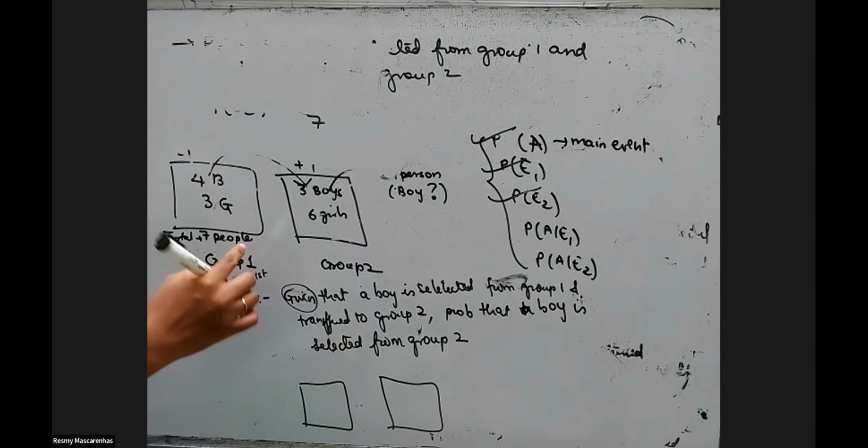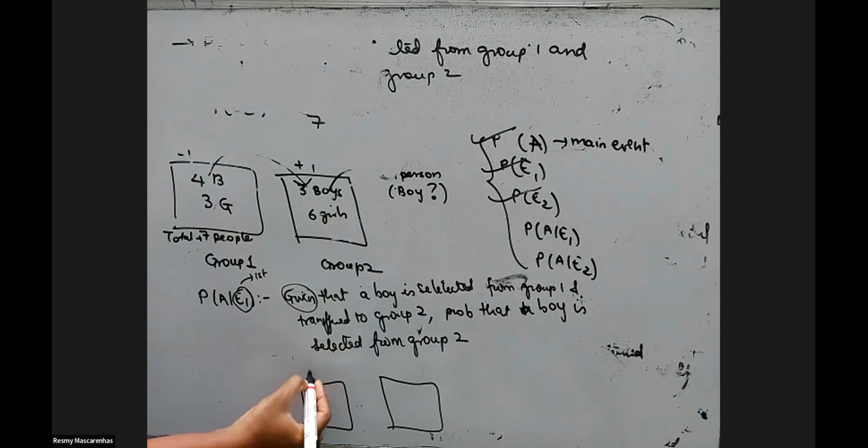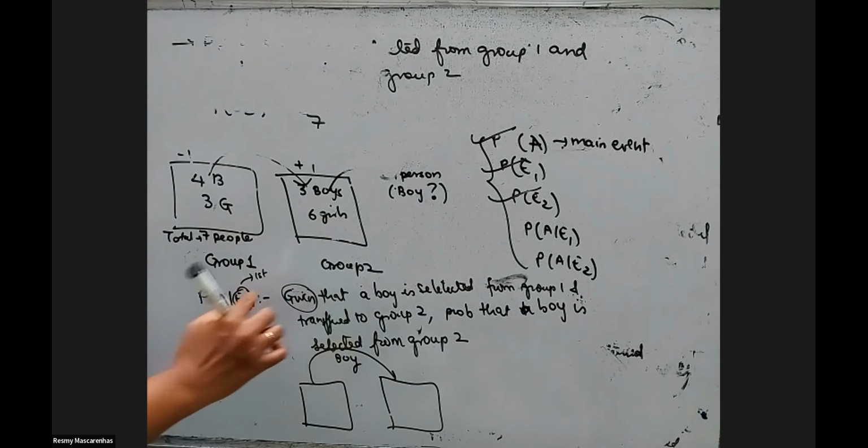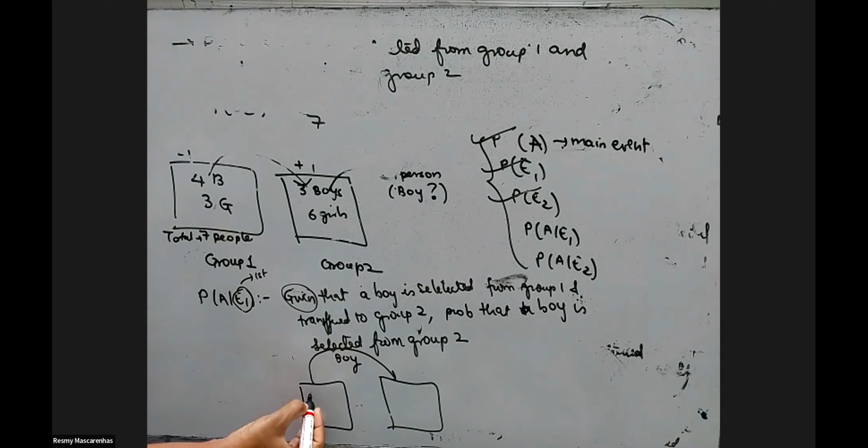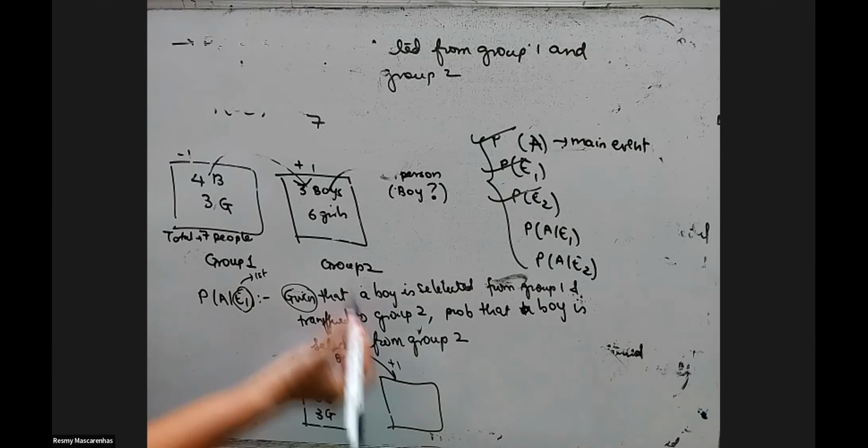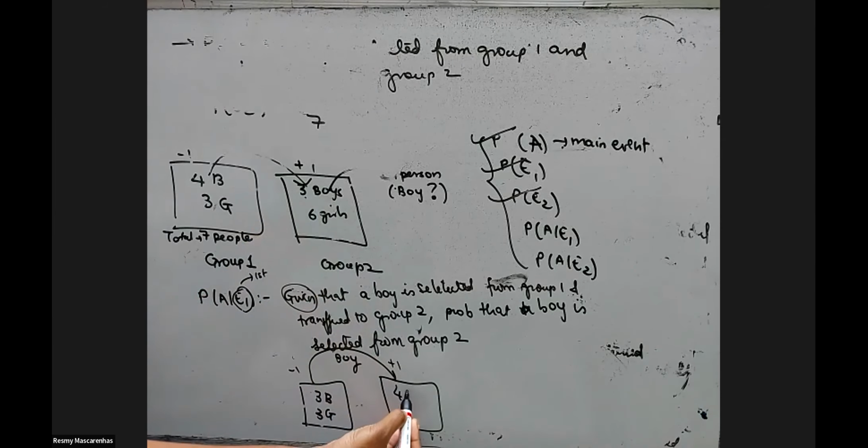So what has happened now, I am assuming a boy is transferred. So a boy is gone from here. E1 means a boy is gone. The boy is gone means how many boys will be left? Minus one boy here, so 3 boys will be left, and 3 girls will be left. Here when you add a boy, how many boys will become here? 4 boys and 6 girls.